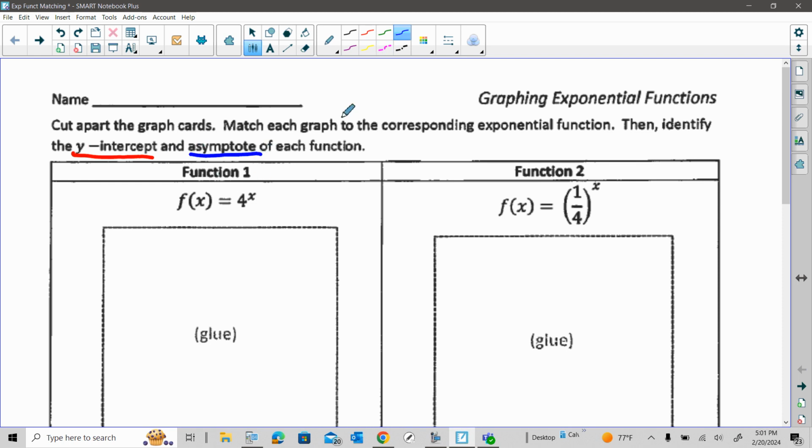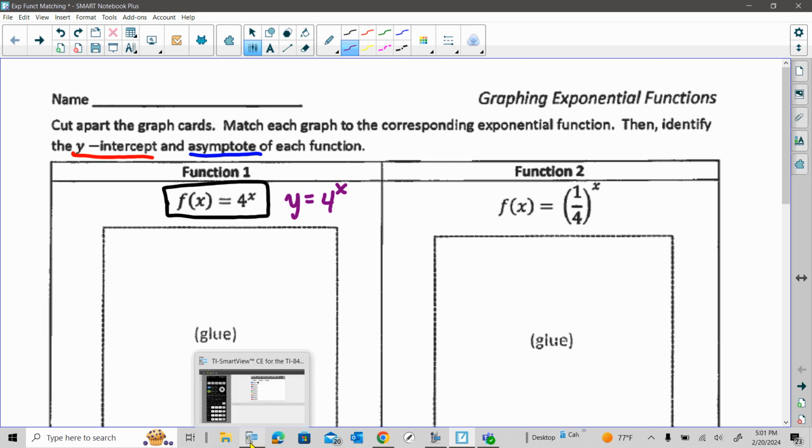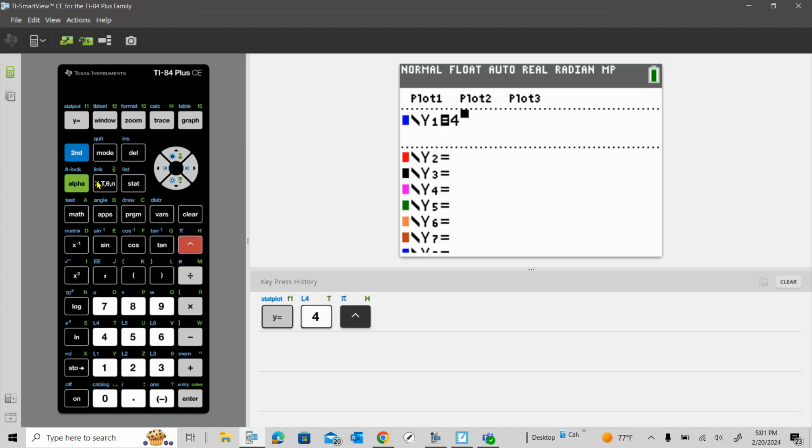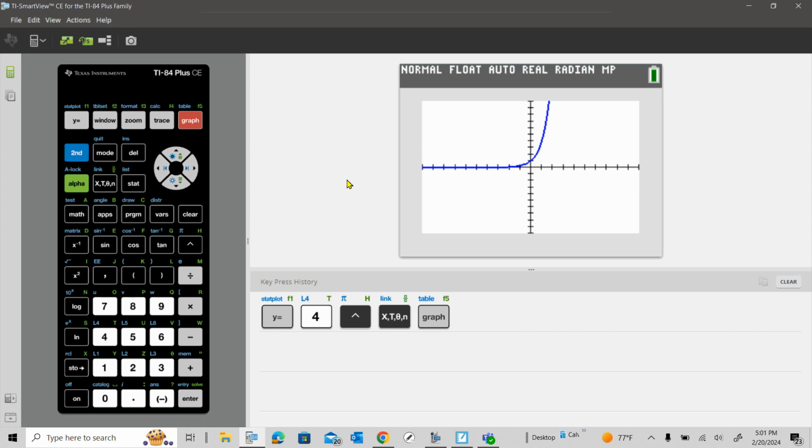For function 1, they give us f of x equals 4 to the x power. f of x is the same thing as y, so I'm just going to write it over here: y equals 4 to the x power. We're going to use our graphing calculator to get the graph. Go to y equals, put in 4 to the power of x. X is right here next to alpha. To get the exponent, we use the button above the division. Then hit the graph button, and there it is.